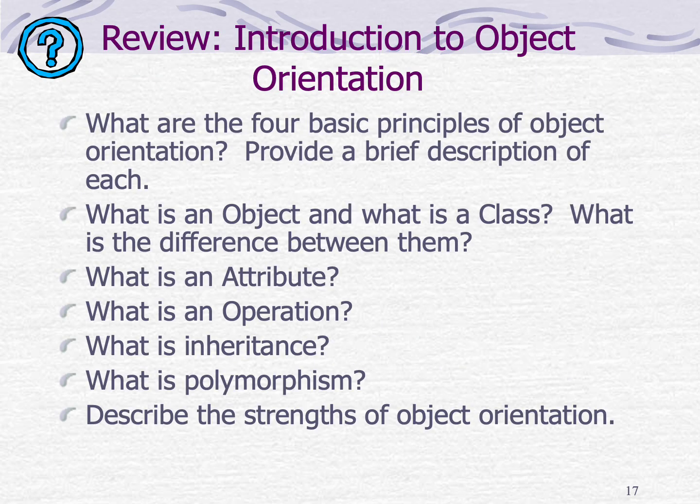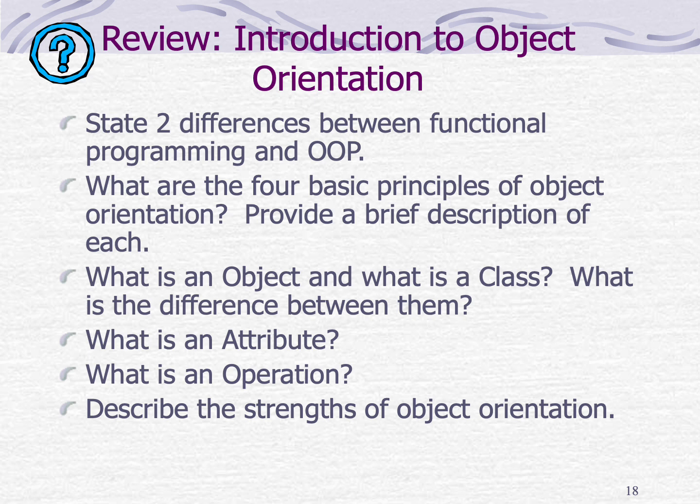Review. Introduction to object orientation. What are the 4 basic principles of object orientation? Provide a brief description of each. What is an object and what is a class? What is the difference between them? What is an attribute? What is an operation? What is inheritance? What is polymorphism? Describe the strengths of object orientation.